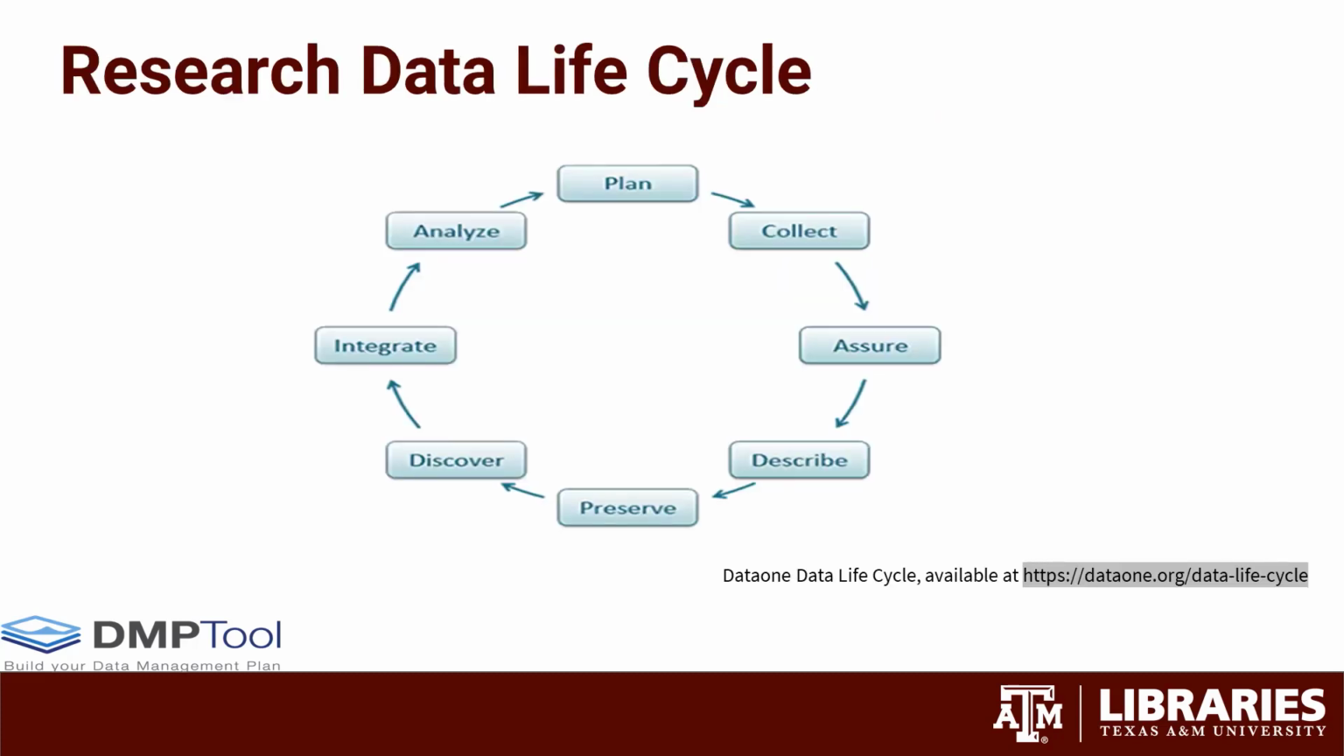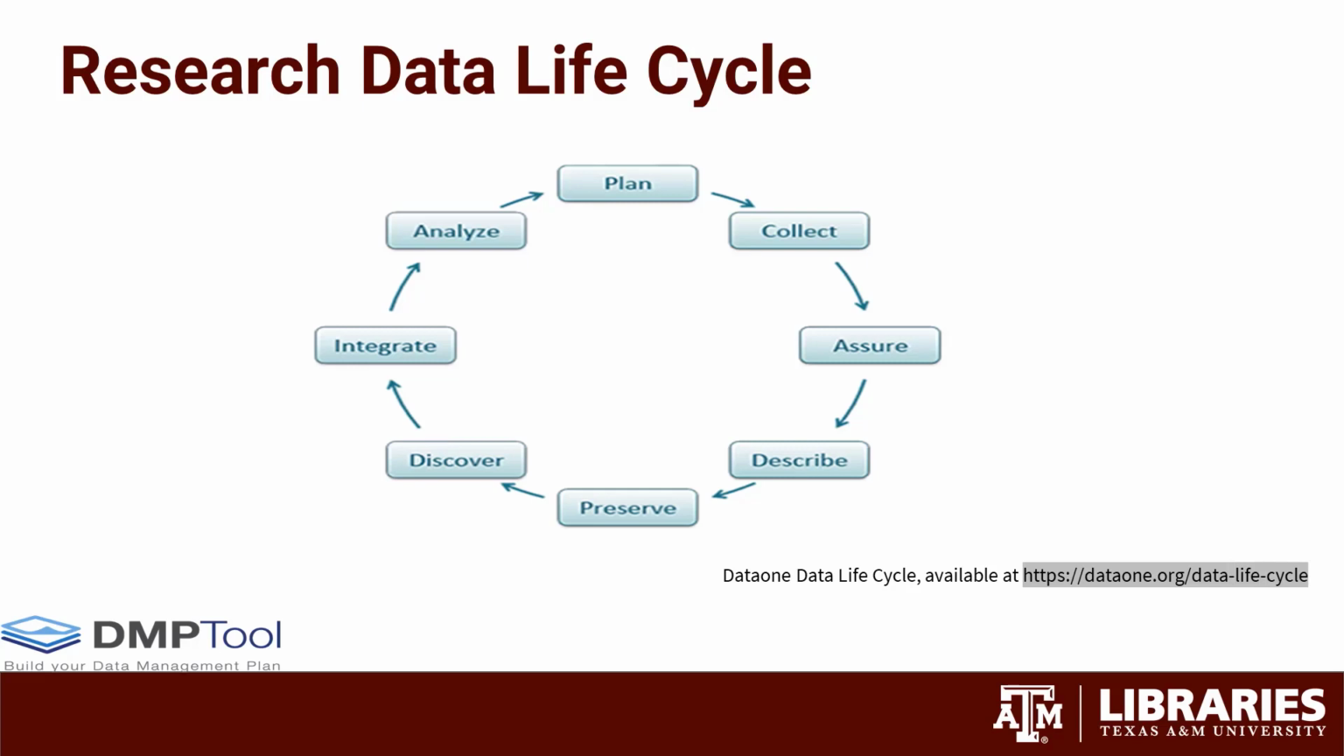Since we are talking about the life of a research project, what is the research data lifecycle? The research data lifecycle provides a high-level overview of the stages involved in successful management and preservation of data for use and reuse. Multiple versions of the data lifecycle exist with differences across domains or communities. And the data lifecycle has 8 components from plan and collect, assure and describe, preserve and discover, integrate to analyze.